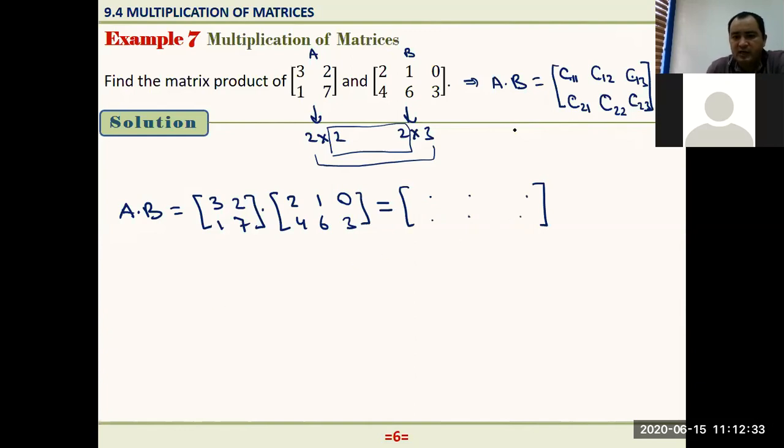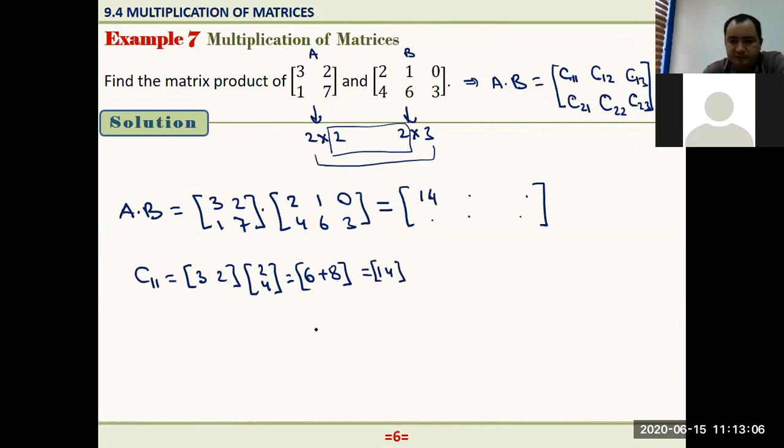First, let me evaluate C sub 1, 1. So that is the first row. Here we have first row and first column. First column is 2, 4, right? First row, first column. 3 times 2, 6. 2 times 4, 8. Well, actually, anyway, that's equal to 14. So here we have 14. So this guy is 14.